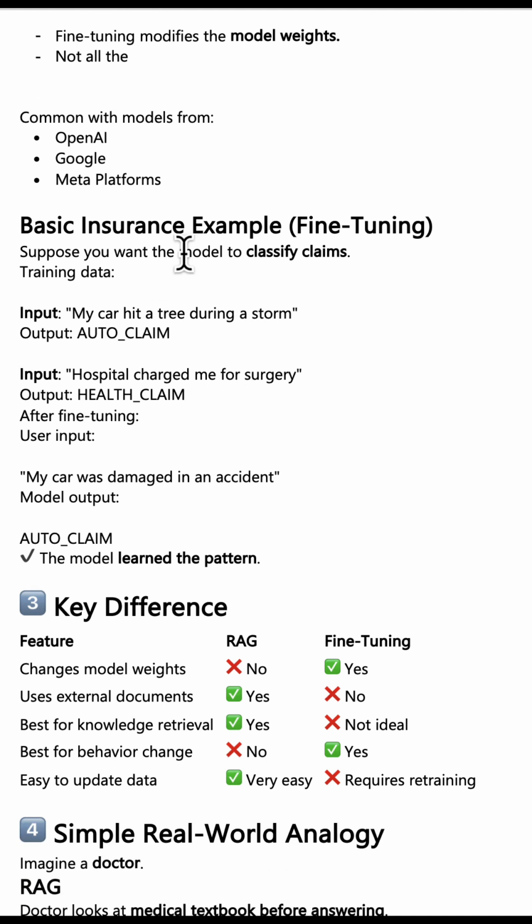Again, there is one example from insurance. There is an input, my car hit a tree during a storm, and the output is auto claim. You are providing this data to the LLM model. And second, if there is a hospital charge for surgery, it's a health claim. Now the LLM model will be trained with this data. Next time, if you ask a prompt like my car was damaged in an accident, the model will give you auto claim, in the same way you have trained it. So it remembers the style and tone.